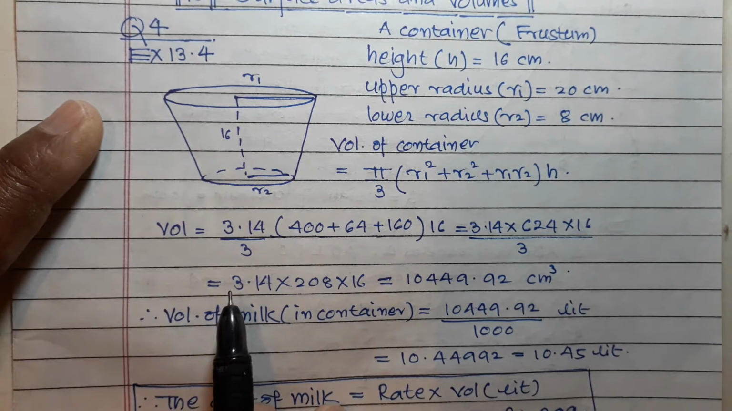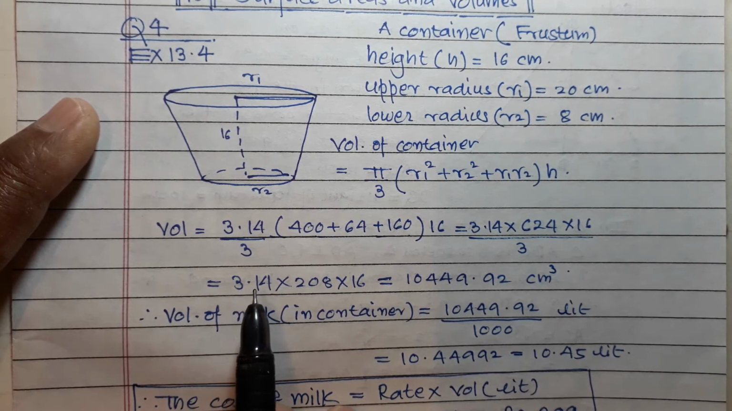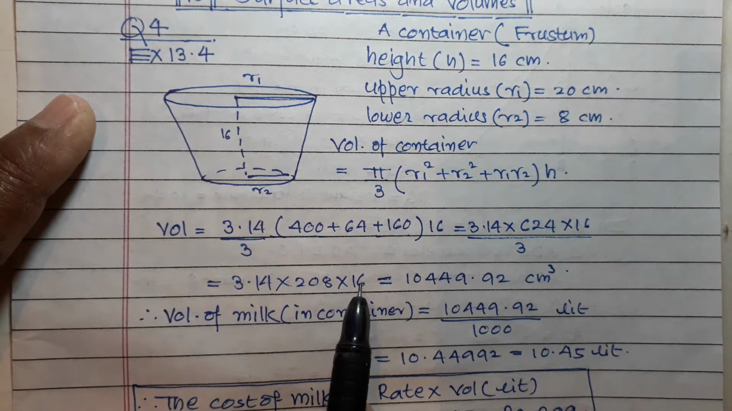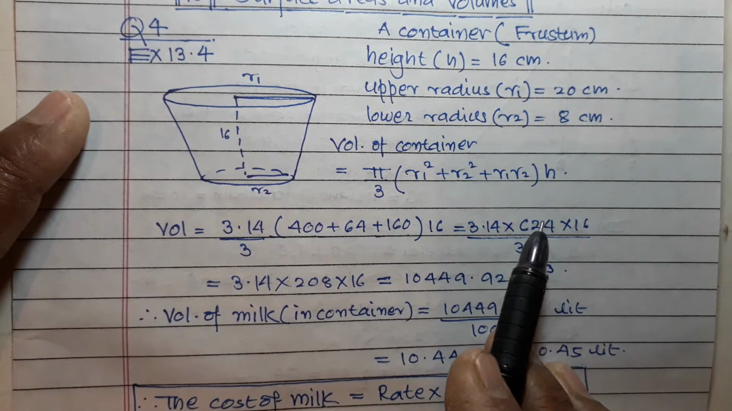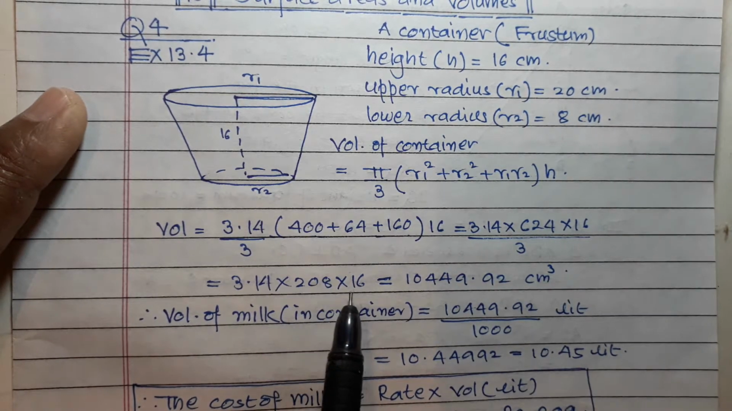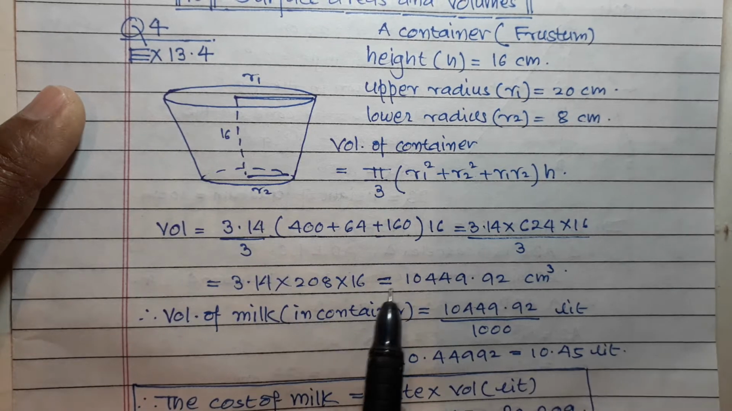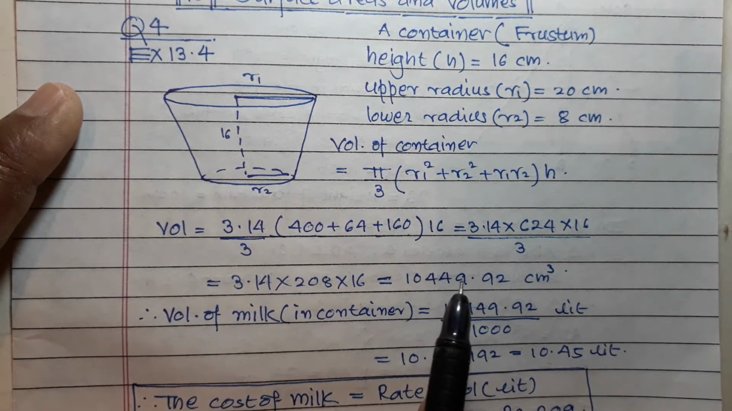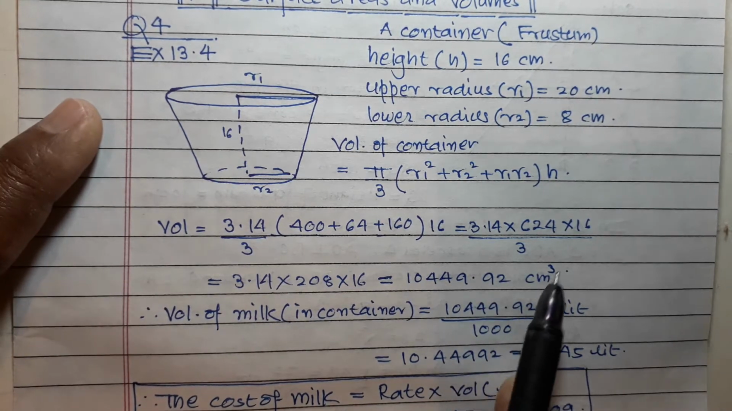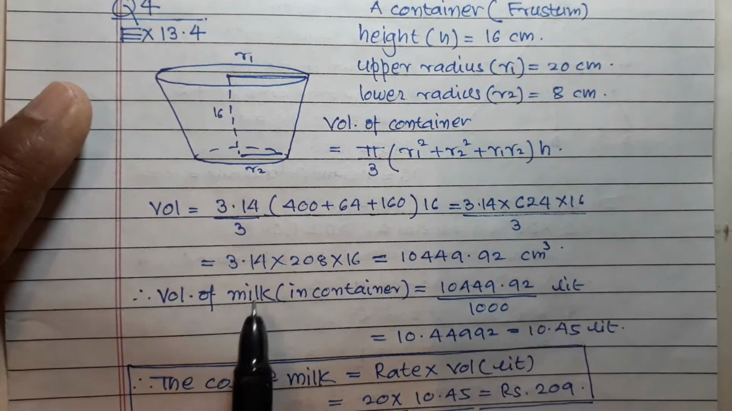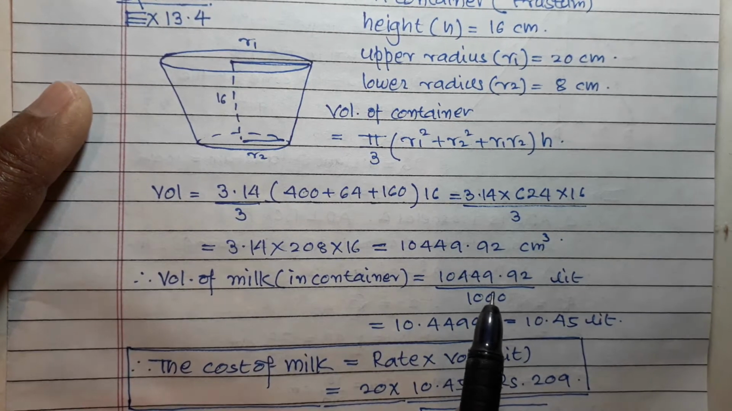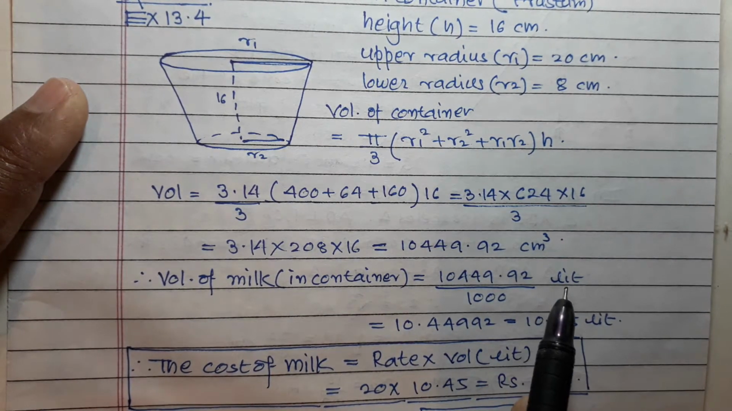So this is equal to 3.14 into 208 into 16, since 624 and 3 are divisible. If you simplify 208 into 16 and multiply, you will get 10,449.92 cm cube. And therefore volume of milk in container is equal to this, which you convert into liters.